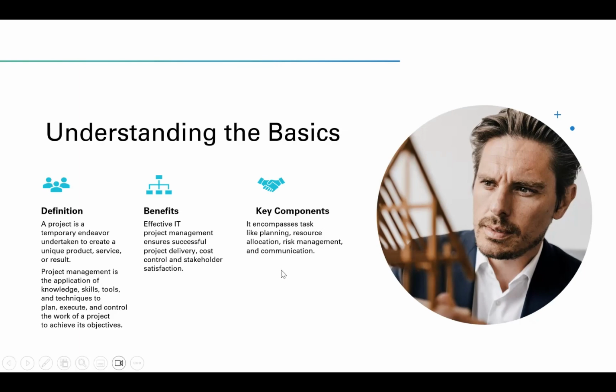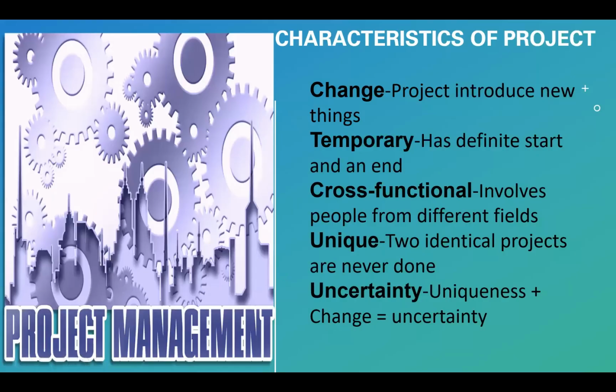Okay, the next, what I'll just quickly highlight for us here is the characteristics of a project. Number one, change. A project is executed to bring about a change. Number two characteristic is that it is temporal. It is time bound. It could be 1 month, it could be 1 year, it could be 3 years.